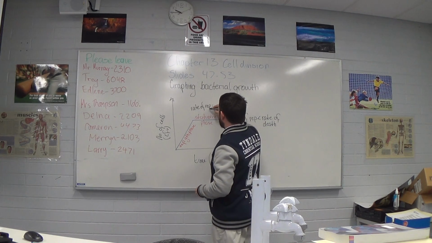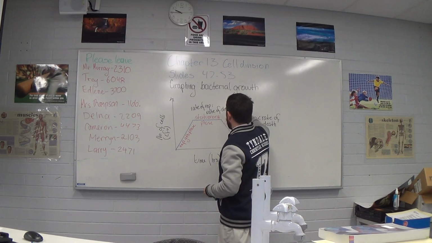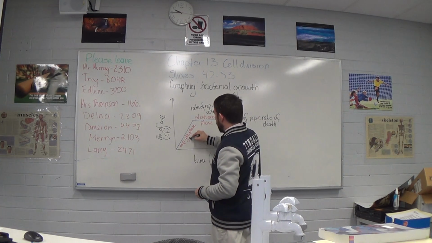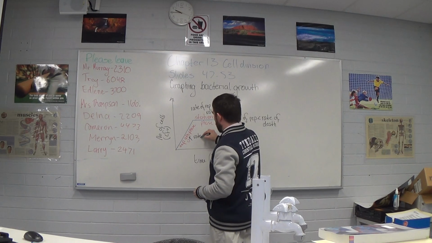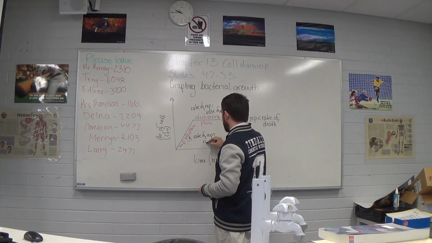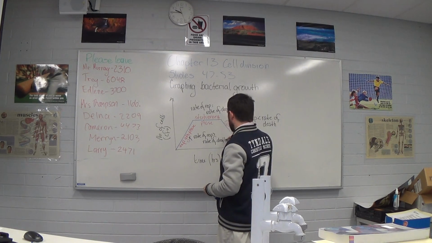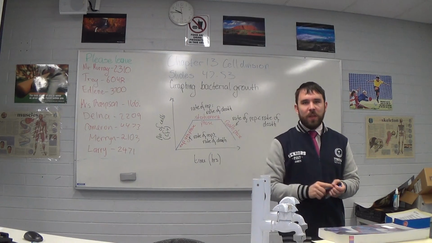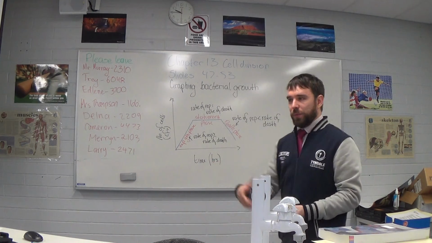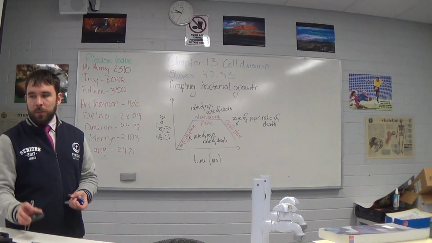Here the rate of reproduction equals the rate of death, and in here the rate of reproduction is greater than the rate of death. There's a whole variety of different reasons, and we're going to come to that when we get to 1.4 when we're looking at cellular requirements.